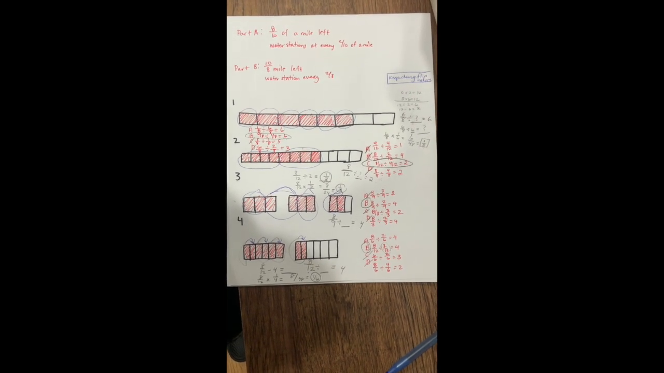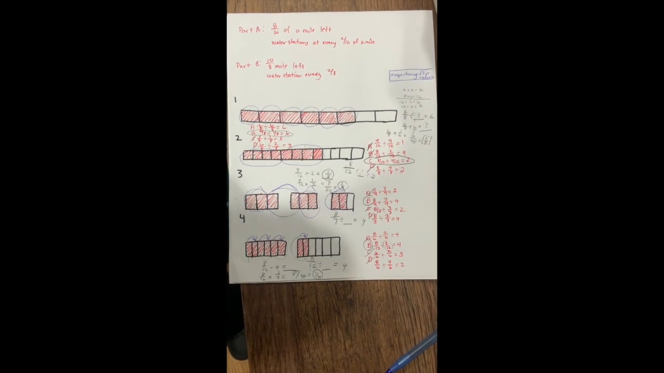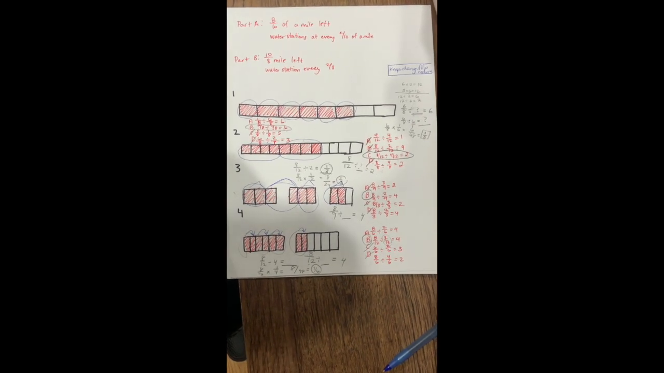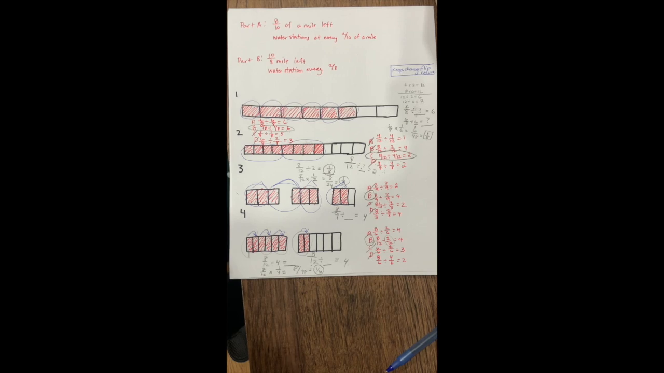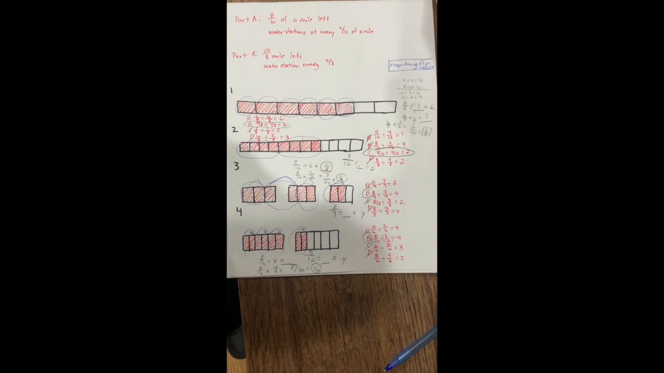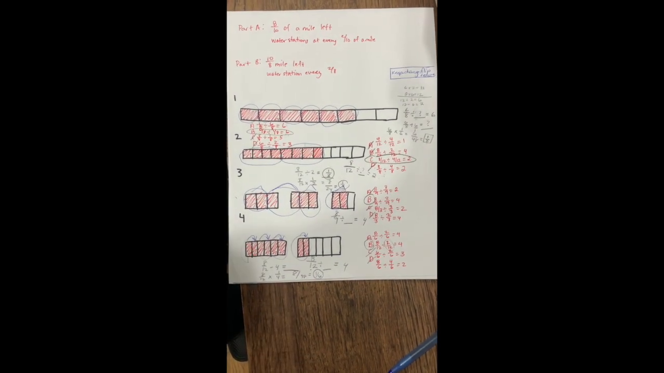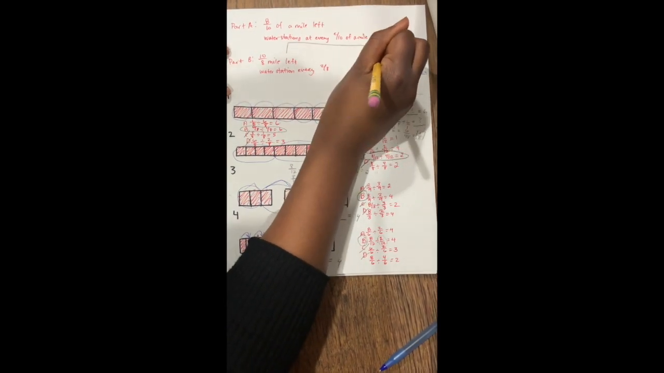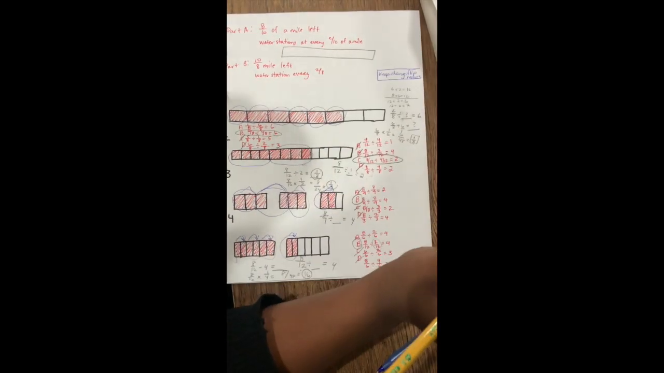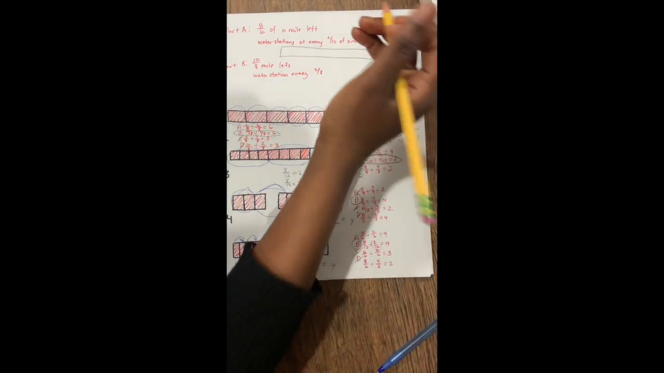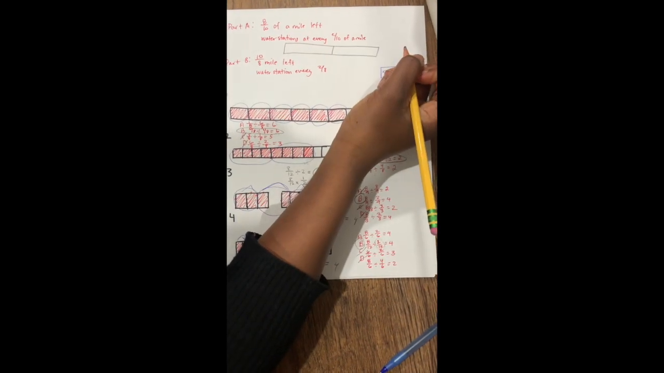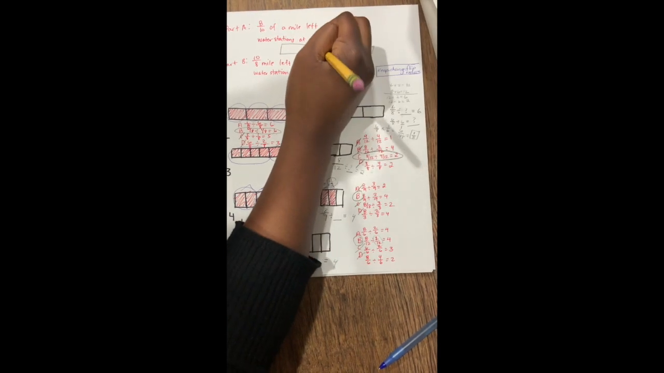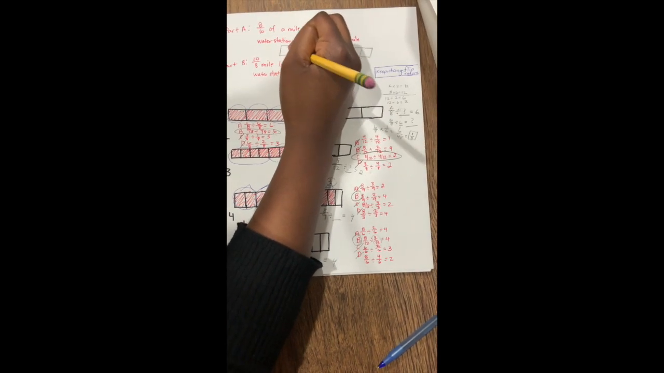So starting with the first number that I see is a fraction that says 8/10, with 8/10 of a mile left. So I'm going to start by asking myself, how long is the race? If he has 8/10 of a mile left, I'm going to draw out my whole. I'm going to break that whole up into 10 pieces. 1, 2, 3, 4, 5. 1, 2, 3, 4, 5.